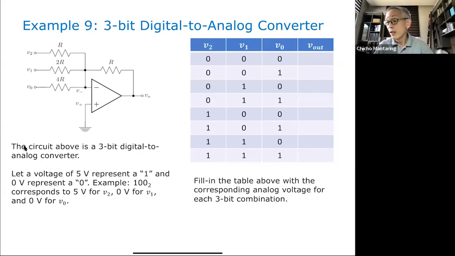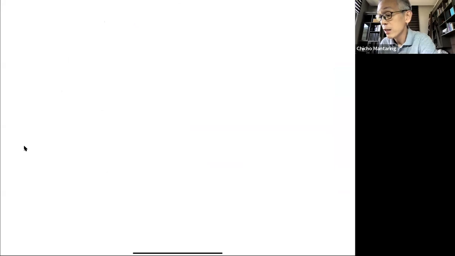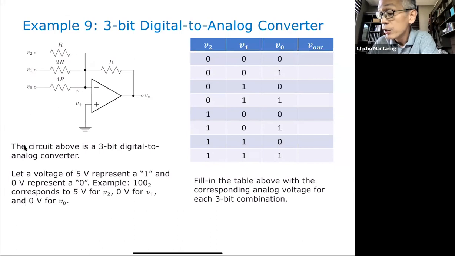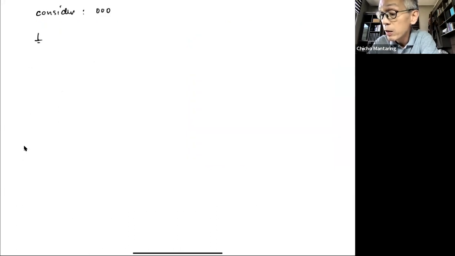Okay, good. So let's do it. Let's consider the combination 0, 0, 0. So this is the combination. What does that mean? My circuit will look like this. Okay. R2, R4, R. This is R. This is 2R. This is 4R.